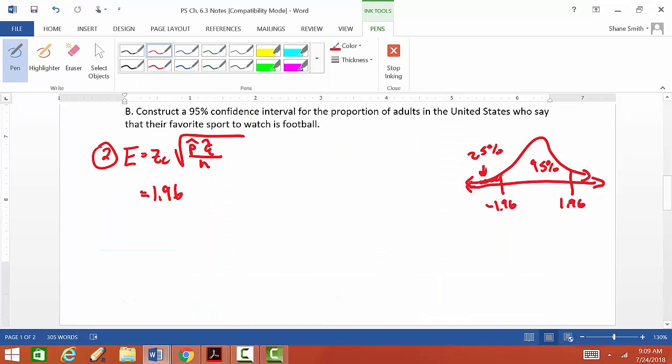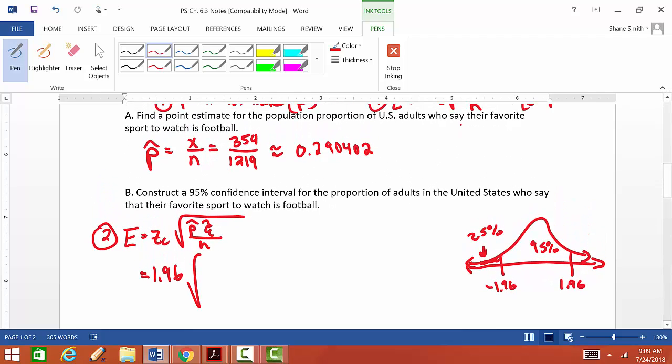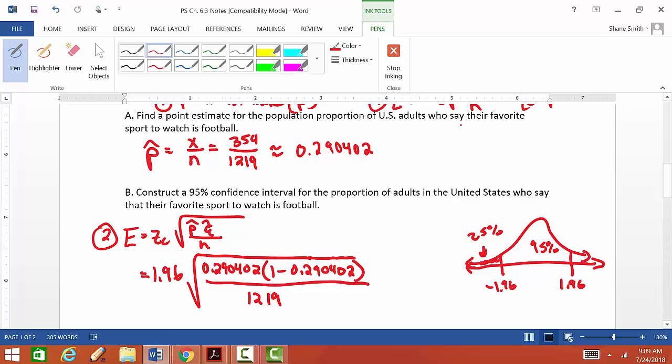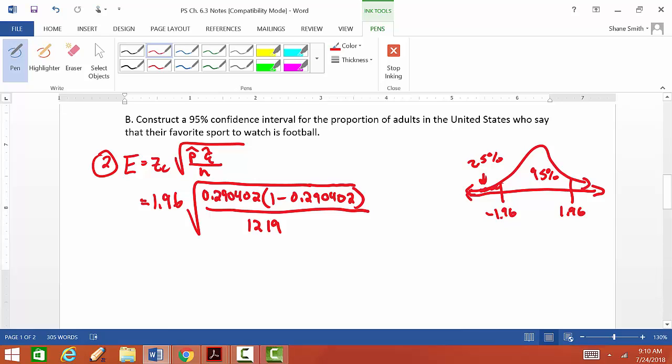Okay, so p hat is what we just found, 0.290402. q hat is 1 minus 0.290402, because remember q hat is 1 minus p hat. And then we're dividing by n, which is 1,219. And you can put that in your calculator. You may want to do it in a couple steps. So maybe do the numerator first, divide by 1,219, take the square root of that, and then multiply by 1.96. But when you're done, you should get 0.0255.